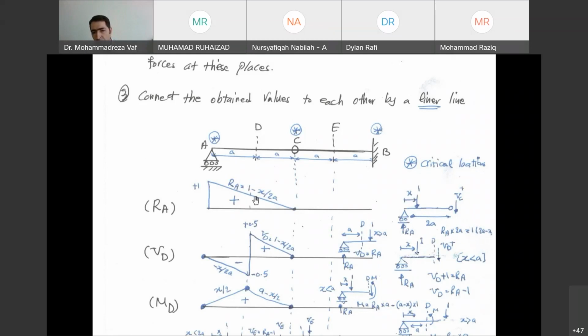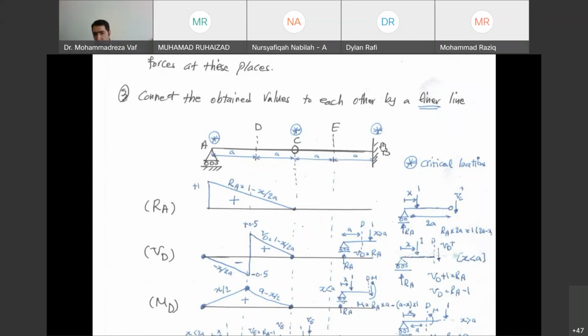If x is 0, RA equals 1, meaning if the load is exactly at point A, the value of RA is 1. When x equals 2A, meaning the load has moved to point C, if you put 2A here, RA becomes 0 because 1 minus 2A divided by 2A becomes 0. That means the support reaction becomes 0 when the load comes to point C. Therefore, from point A to point C, we can define the shape of the influence line for the support reaction by this equation. What happens when the load passes point C?